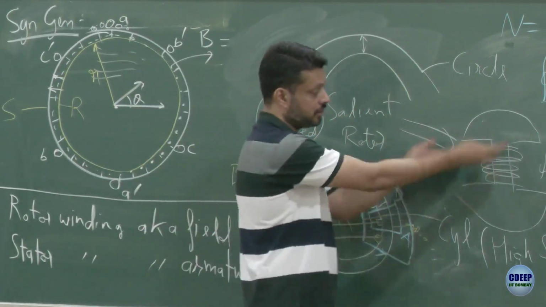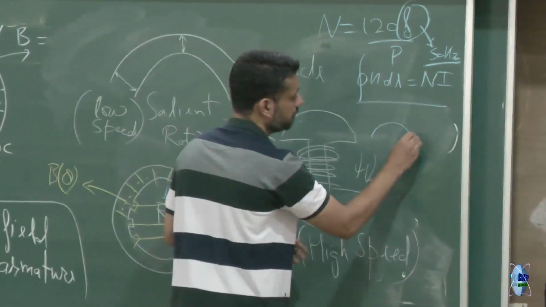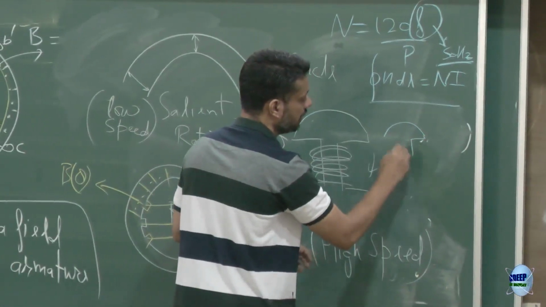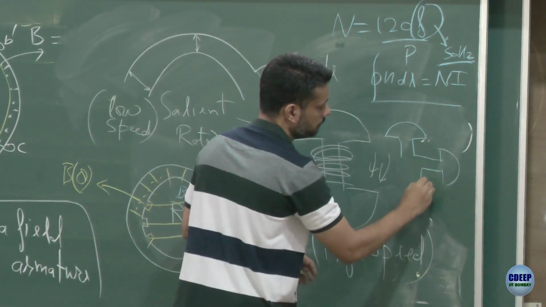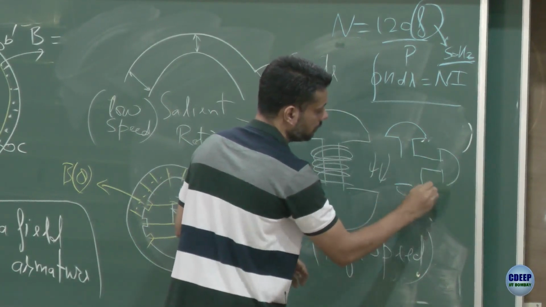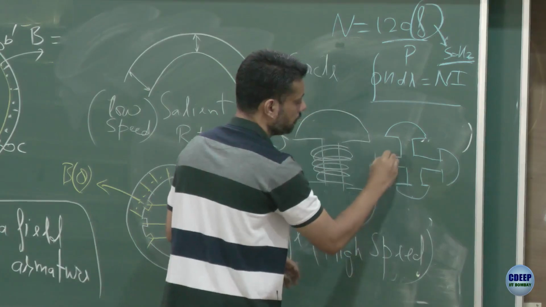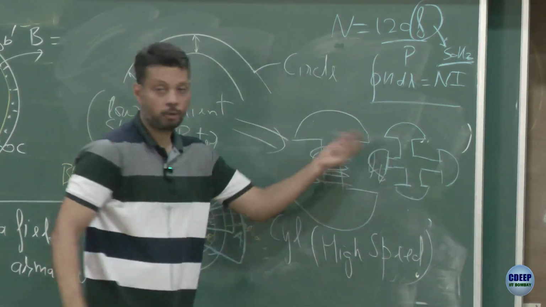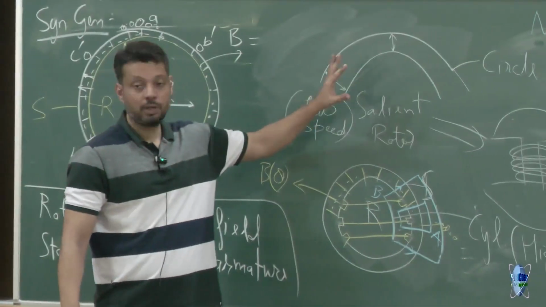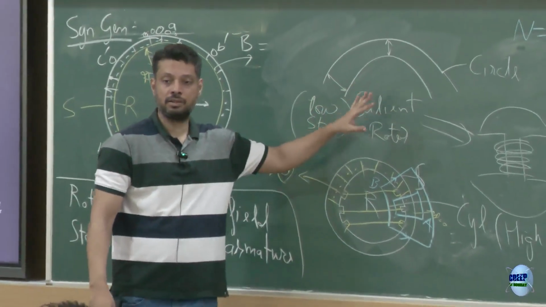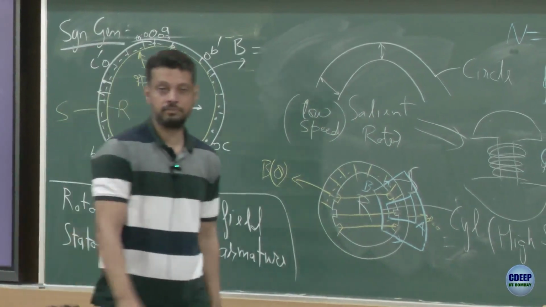This is 2-pole, you can have this kind of a structure. Yeah, 4-pole, you can have more number of poles easily. So it suits better for lower speed, higher number of poles as compared to the other one.